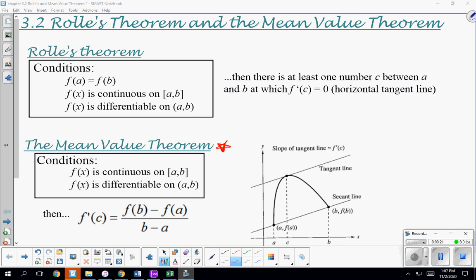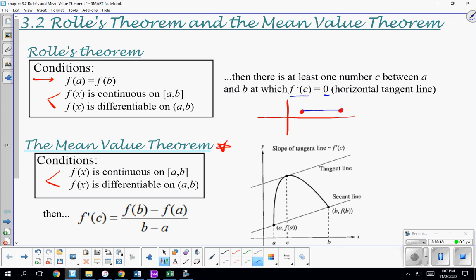And for both of these, the conditions are that f has to be both continuous and differentiable on the interval. But for Rolle's theorem specifically, my y values have to be the same. And what that does is when my y values are exactly the same, that means the slope between them has to be 0. And so what the theorem says is our derivative has to be the same as our slope at least once in the interval.